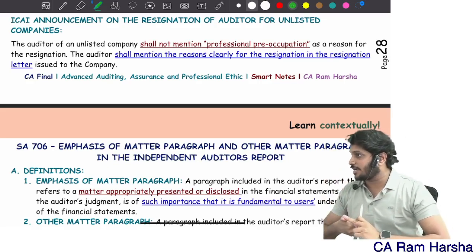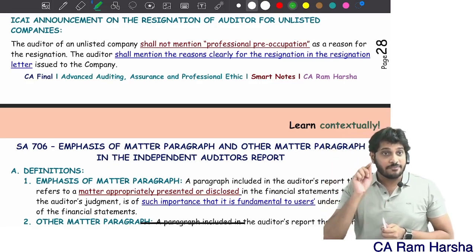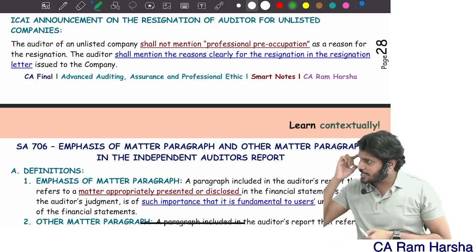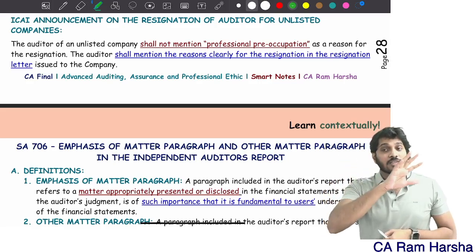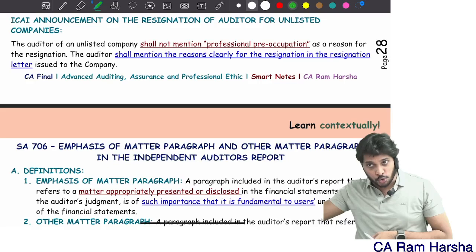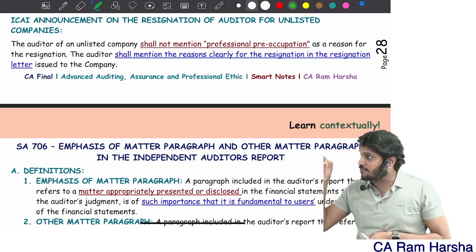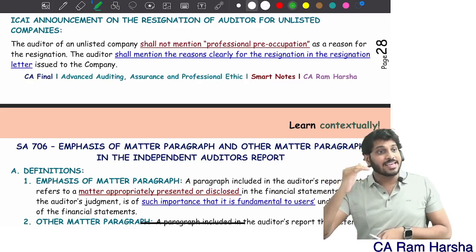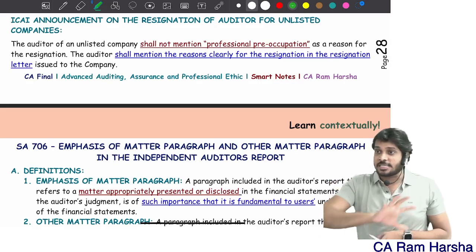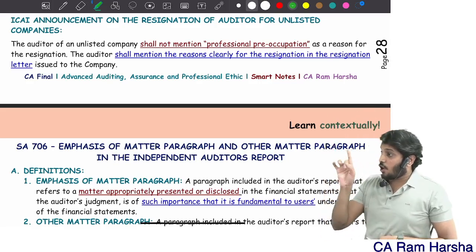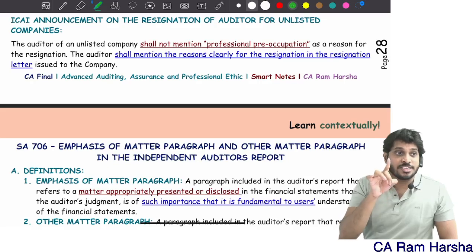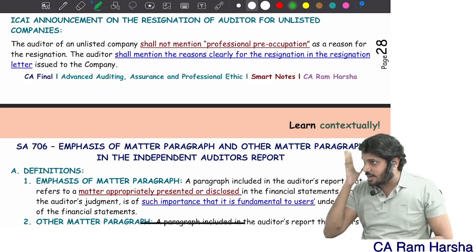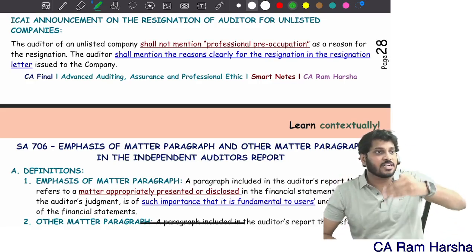Pervasive definition I discussed. Pervasive means what? Pervasive effects are those that, in the auditor's judgment, are not confined to specific elements of the financial statements, or if so confined, represent a substantial portion, or it may be related to disclosures that are fundamental for users' understanding of the financial statements. This is the definition of pervasive.